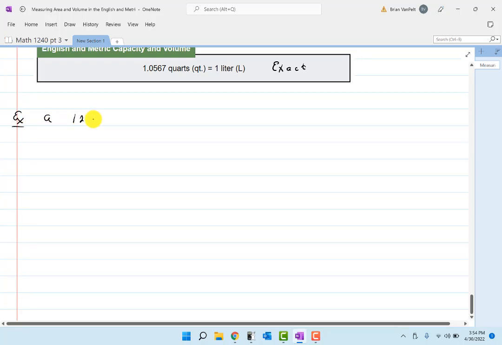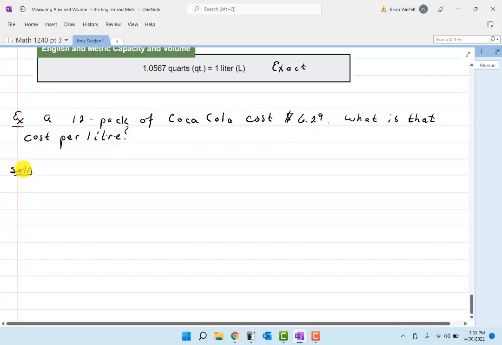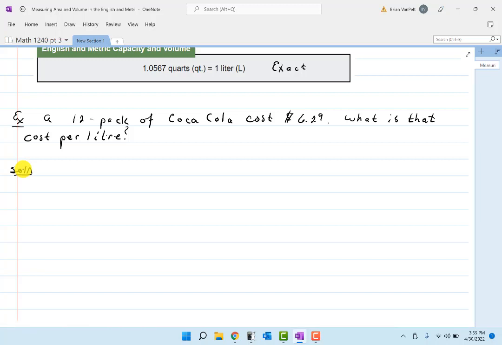A 12-pack of Coca-Cola costs $6.29. What is that cost per liter? First, we're going to have to know how much volume we have in a 12-pack of Coca-Cola. Each 12-pack contains 12 cans, obviously, but each can is 12 ounces.